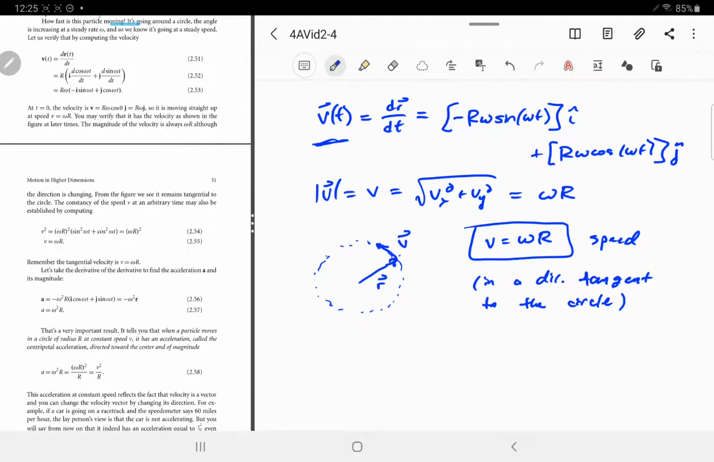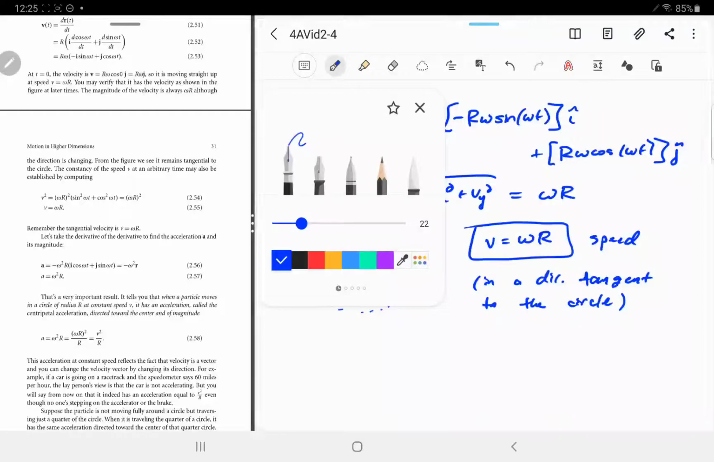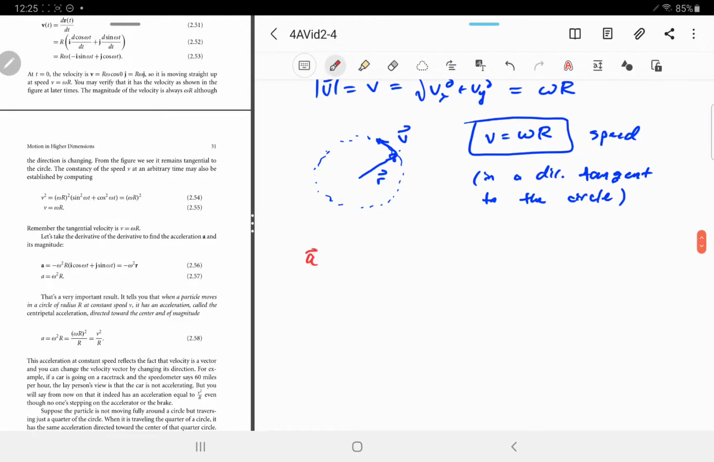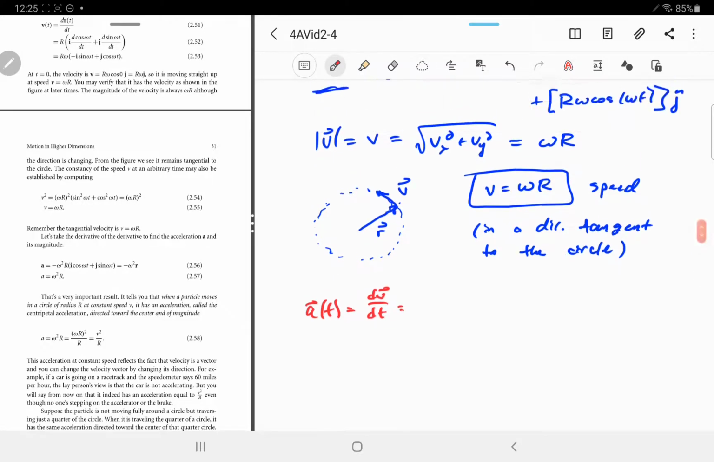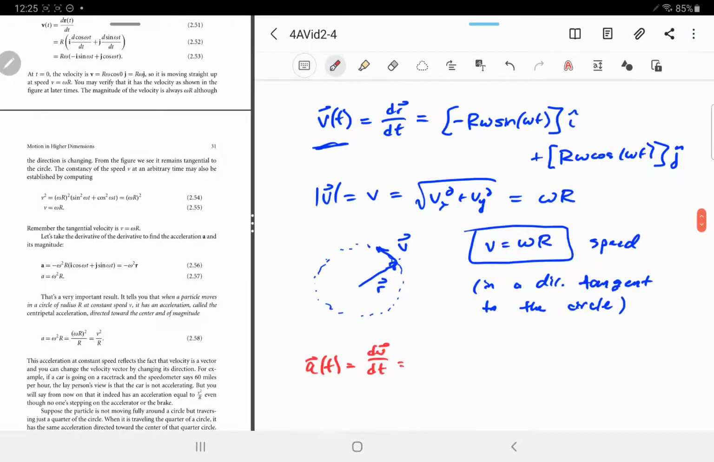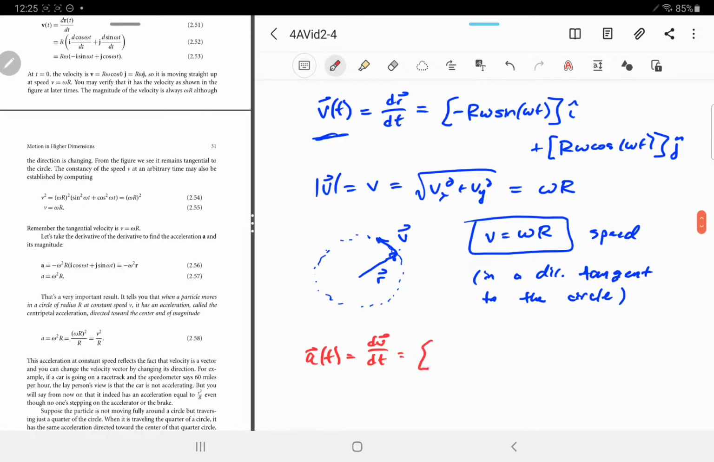Okay. So now the next step is to solve for the acceleration. Acceleration is the derivative of velocity. So we're going to get another factor of omega from the chain rule. So this is going to be minus r omega squared cosine omega t, and then minus r omega squared sine omega t in the j hat direction.